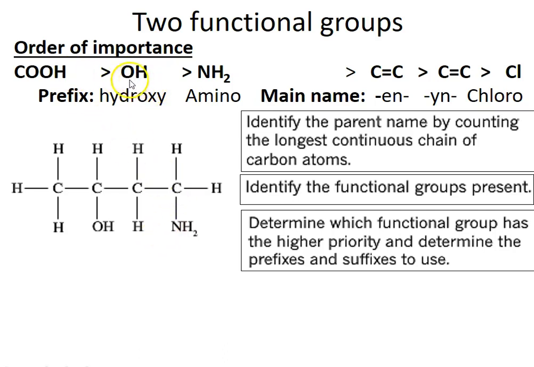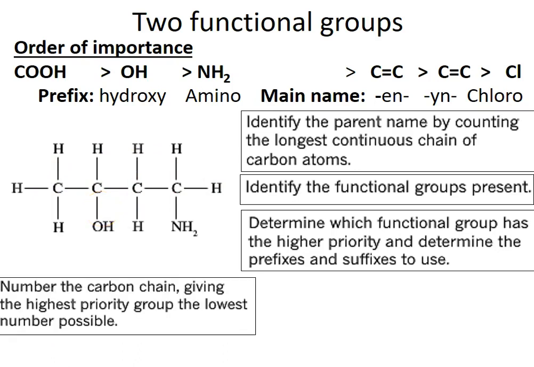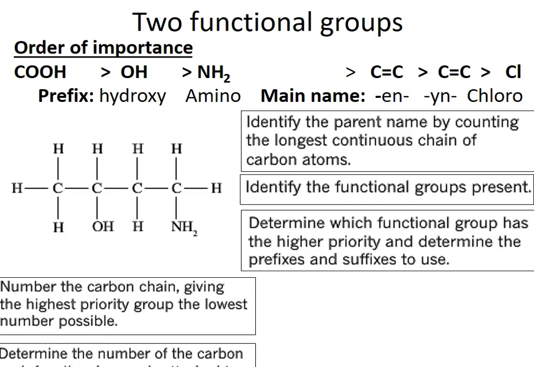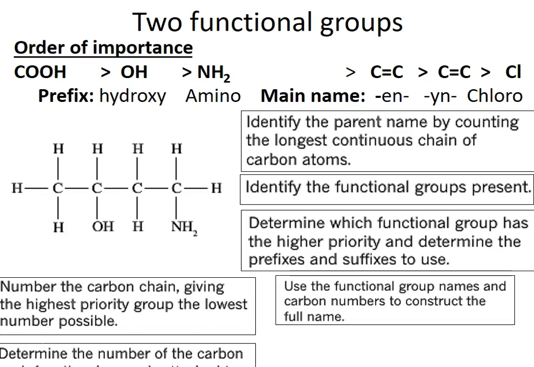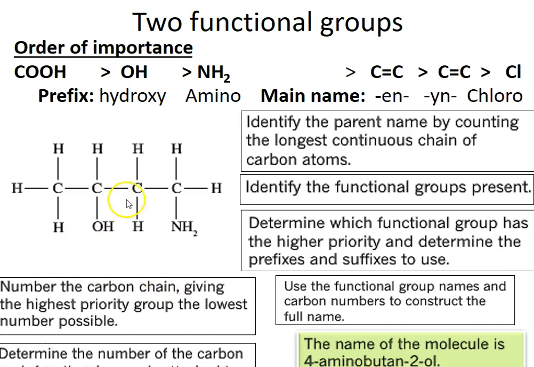Determine which functional group has the higher priority and determine the prefixes and suffixes to use. So hydroxyl groups, alcohols, are more important than amine groups. So we're going to call this an alcohol. Which means that the main name is going to be but, and the hydroxyl group is on the second carbon, 1, 2. You need to number it so that you get the smallest number. So it's butane, because they're all single bonds, it's an alkane, butan-2-ol. So number it with the alcohol group giving the lowest number. Use the functional group to construct the name. On the 4th carbon, we have the amine group. So it's 4-amino, using amino, butan-2-ol.